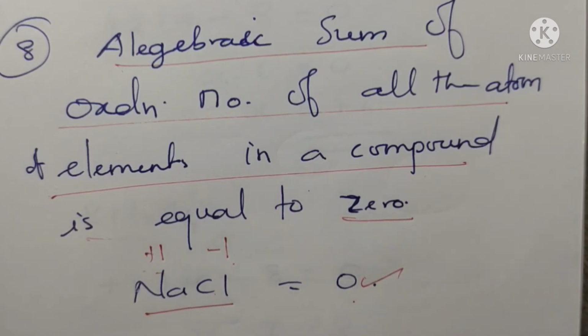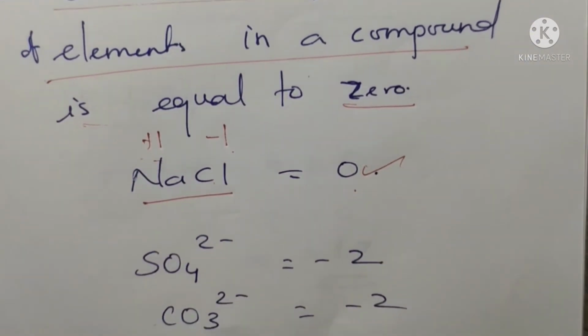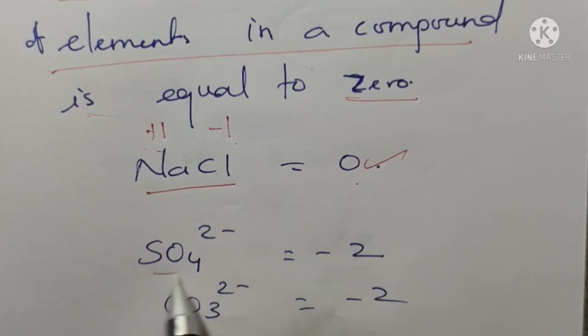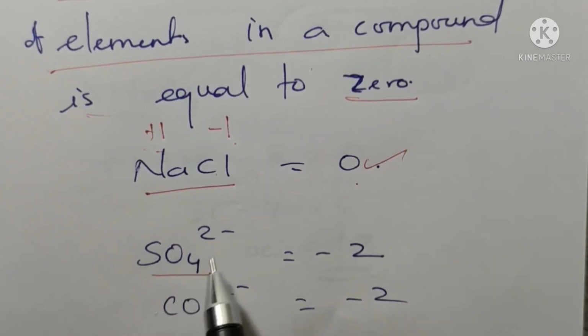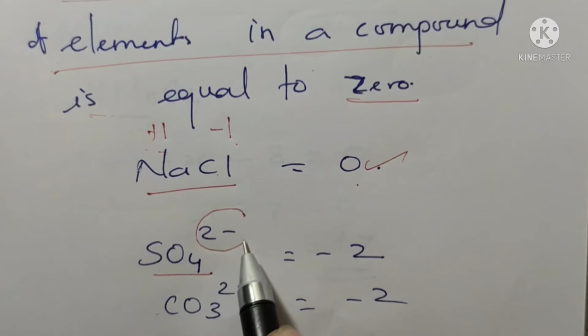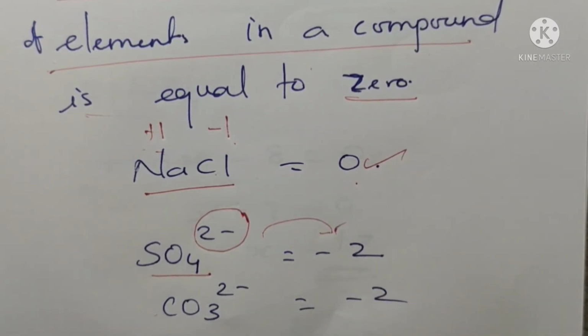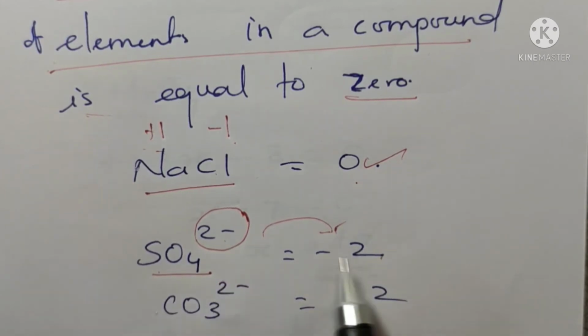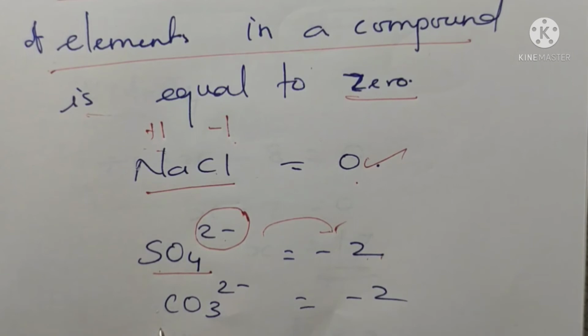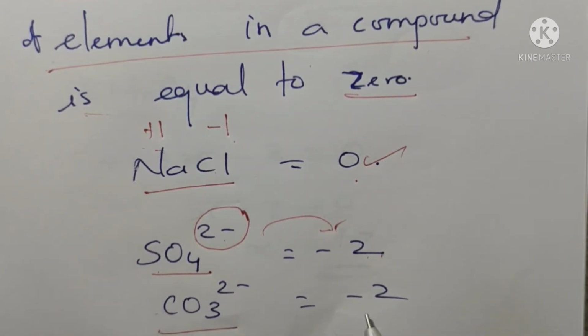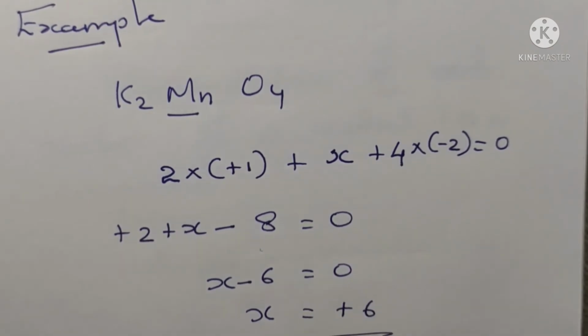In the case of polyatomic ions, the charge is equal to the sum of its oxidation numbers. The oxidation number of a polyatomic ion is equal to its charge. So the oxidation number of SO4 2- is -2. Similarly, carbonate ion CO3 2- is -2. Let us discuss some examples.